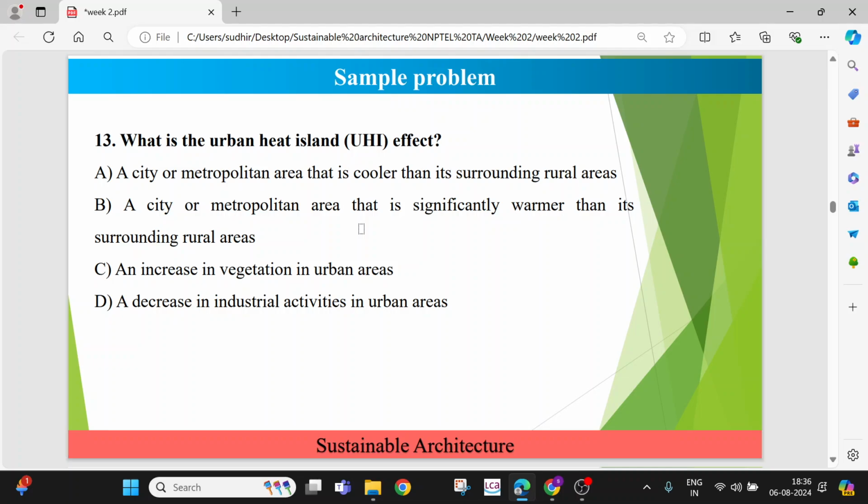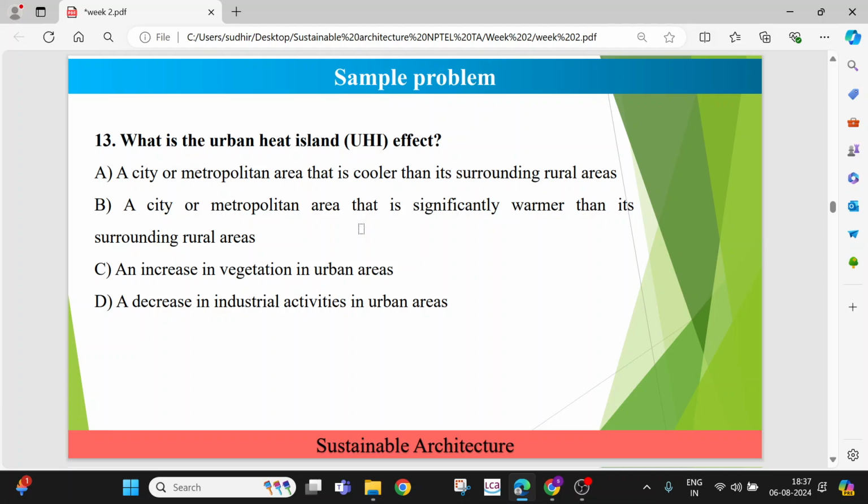And for those who are a bit confused about the urban heat island, I want to state that the urban heat island effect describes the phenomenon where urban or metropolitan areas become significantly warmer than surrounding rural areas. This temperature difference is primarily due to human activities and the prevalence of hard and dark surfaces, as was stated in the lecture videos also.